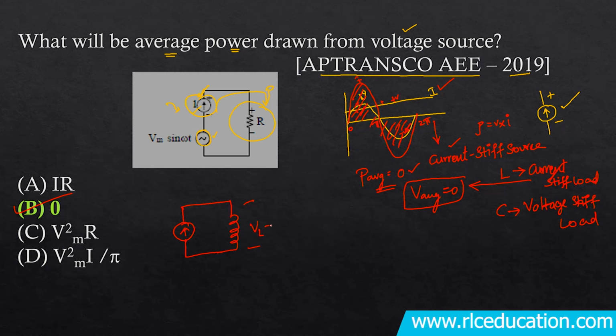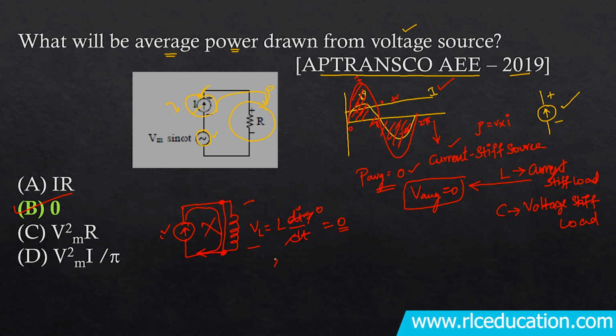So what will be the voltage across the load? The voltage across the load, which is an inductor, will be L di by dt. Because it is a current stiff source, the current will remain constant, so di by dt will be 0, which means the voltage will be equal to 0. That means the inductor is best replaced as a short circuit, or the supply is getting short circuited, or the supply is getting overloaded. So this is a disadvantageous situation.